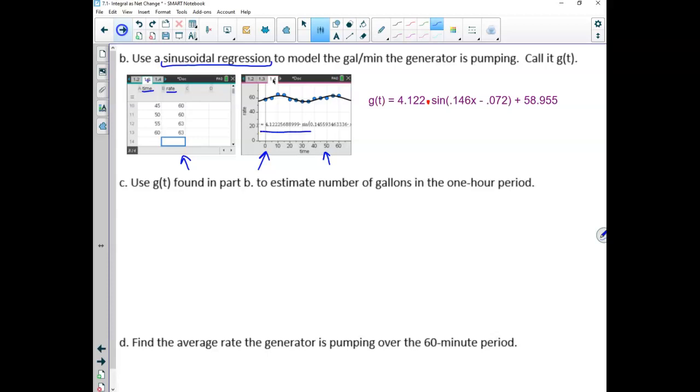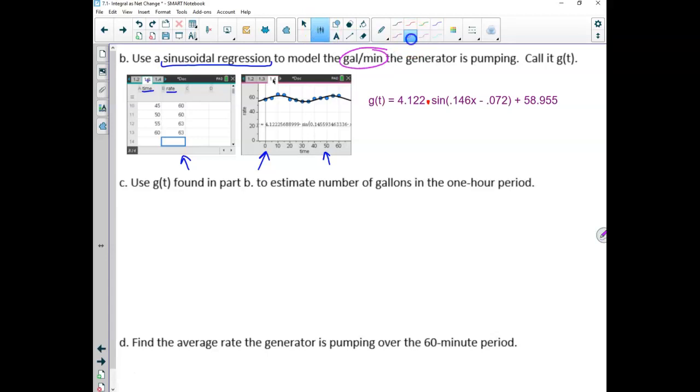In my calculator, actually, there's more over there. And what I did was I just wrote down what the sinusoidal regression model was, and I called it G of T. Okay, so that's what we did. So G of T is the number of gallons being pumped at any particular time right there, okay? So that is my G of T, and that is my gallons per minute rate that I'm calling it.